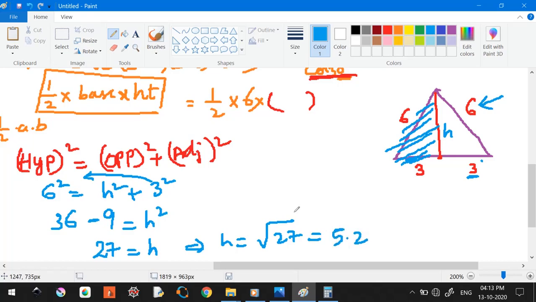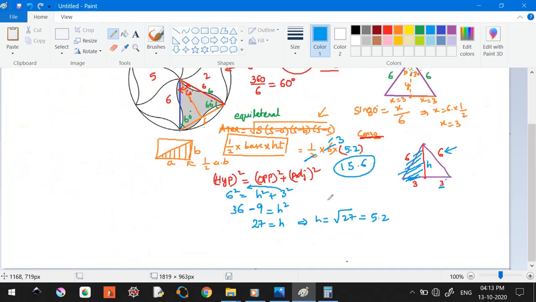So we got the height now. Let me plug it here. Half base is 6, height is 5.2. So this is going to be 3 times 5.2, which is around 15.6. I am getting something around 15.6. Okay. So why am I telling all this? The basic point is, given this configuration, you don't have to worry. We just have to modify it.